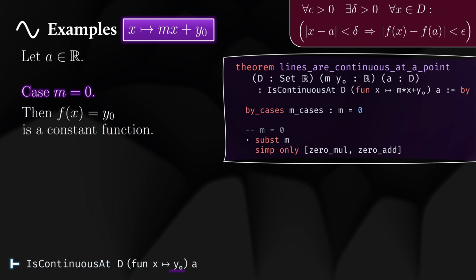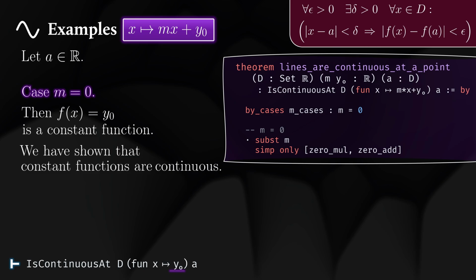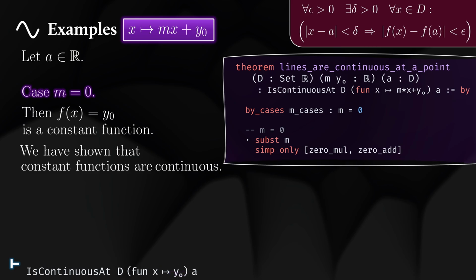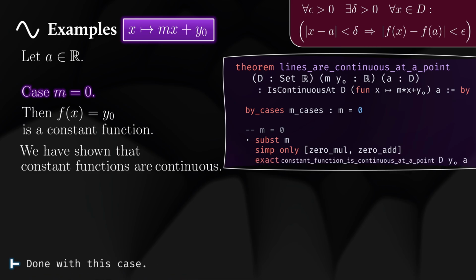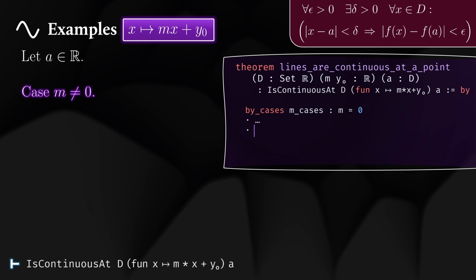Then f of x is a constant function. We have shown that constant functions are continuous, and therefore we are done with this case. We just use exact and then plug in the theorem that we've already proven. Great, so this is the case m is 0. Now to the case where m is different to 0.